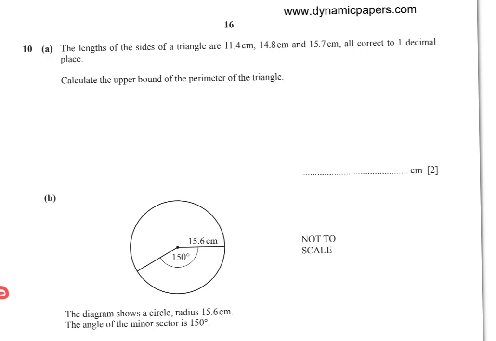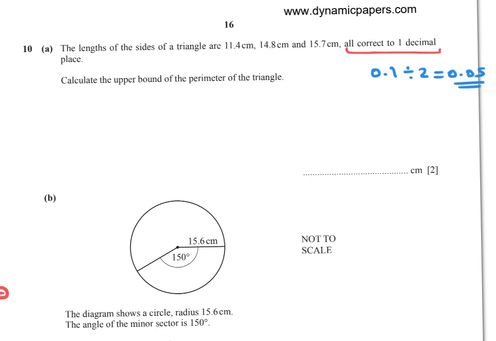Number 10a. The lengths of the sides of a triangle are 11.4 cm, 14.8 cm, 15.7 cm, all correct to one decimal place. Calculate the upper bound for the perimeter of the triangle. Because correct to one decimal place, this means correct to 0.1. Then divide by 2, we get 0.05. To find the upper bound for the side, add 0.05. To find the lower, subtract. Because I need the upper bound for the perimeter, I'll take the upper bound for all.